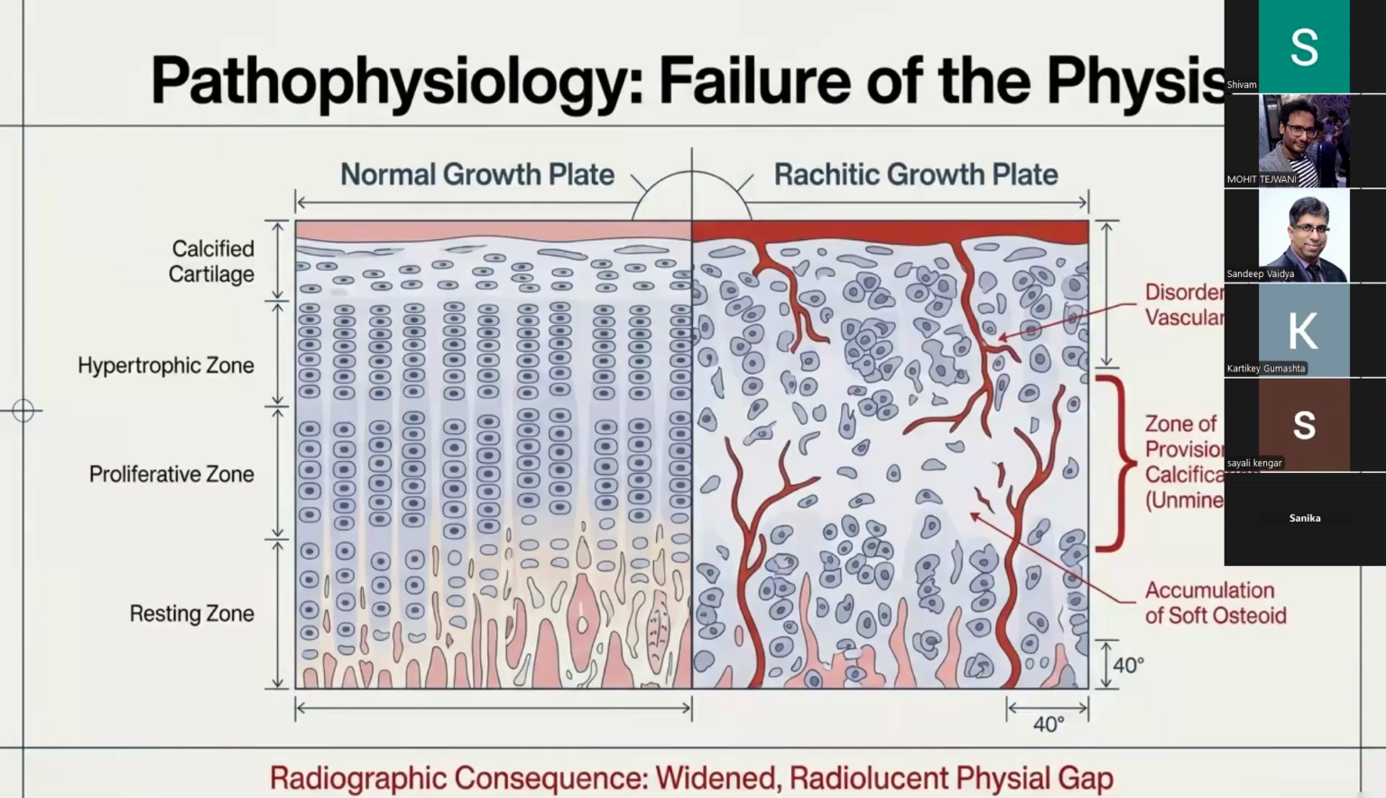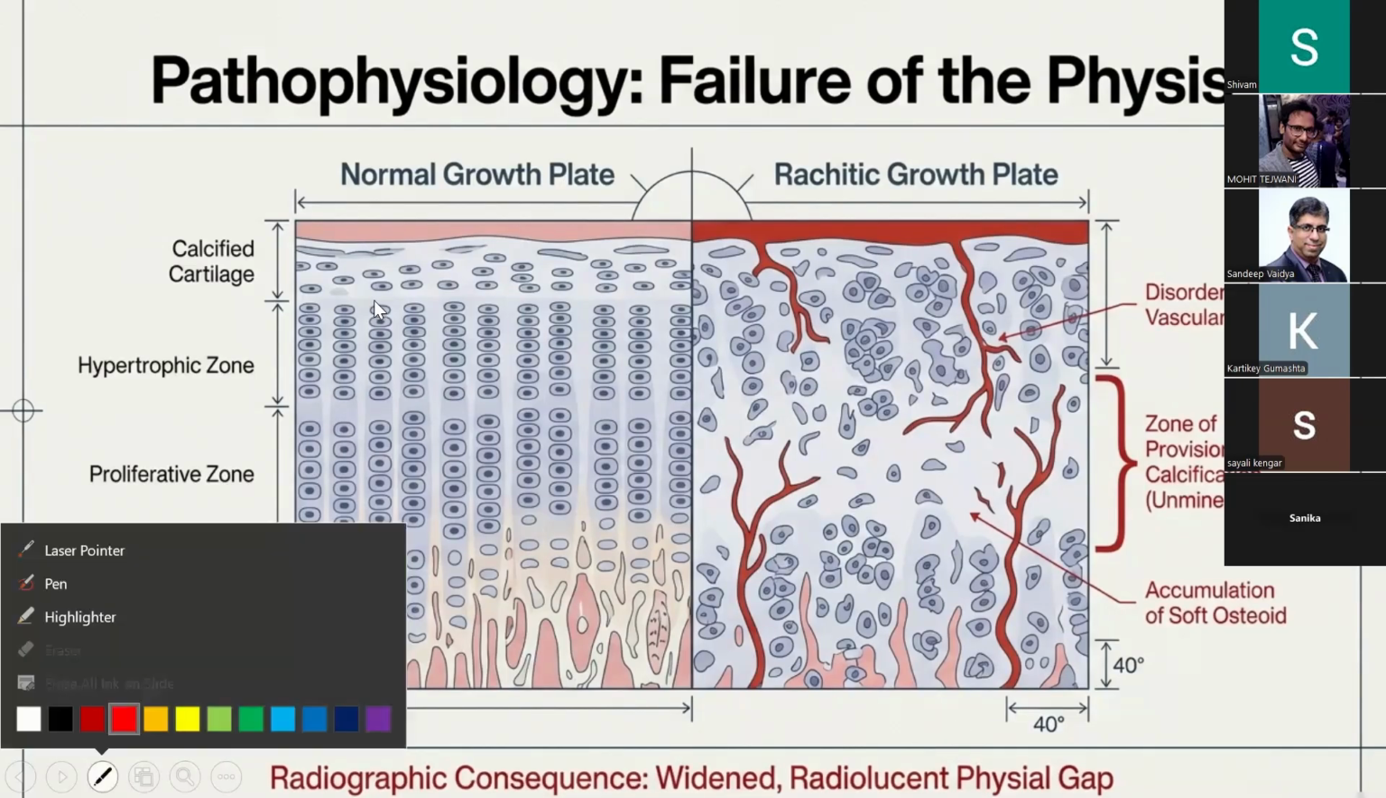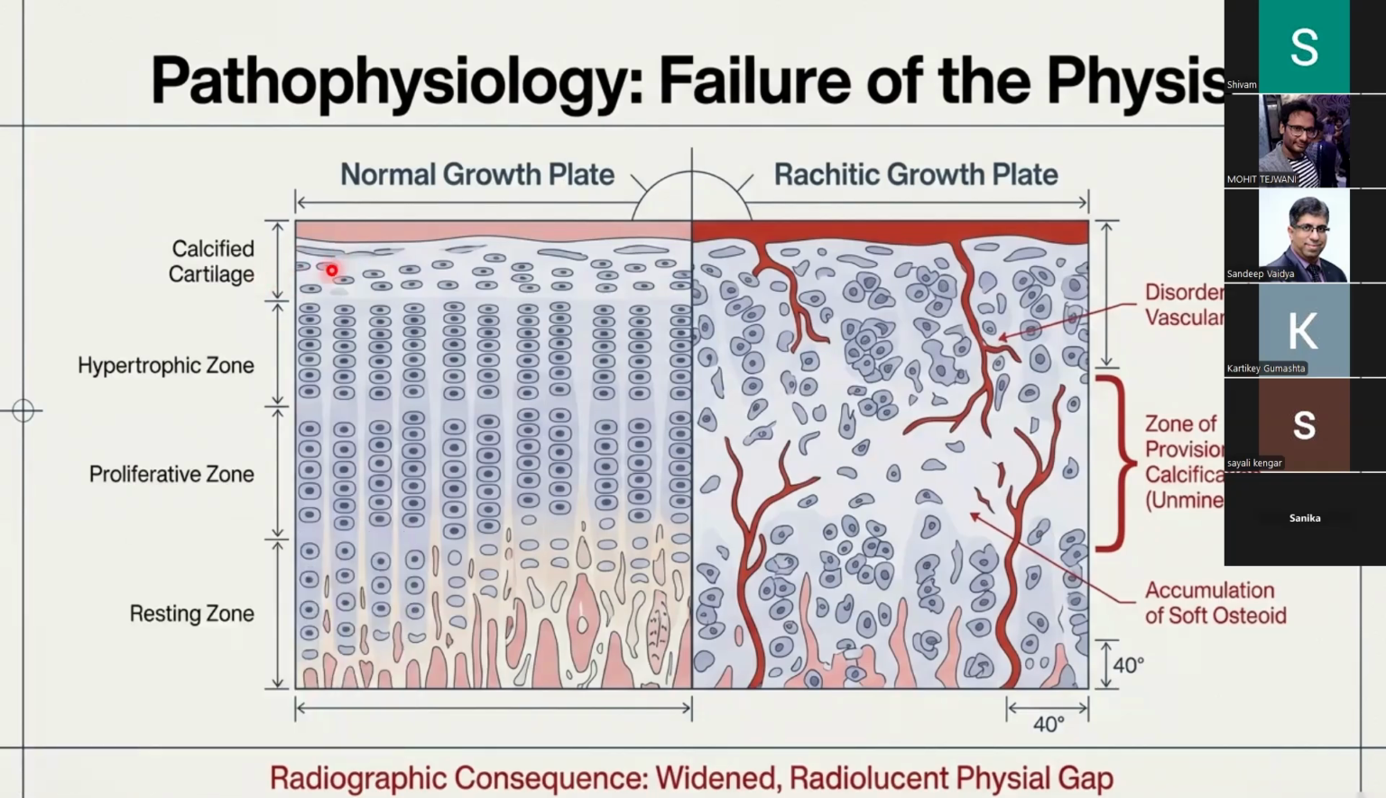Pathophysiologically, on the left-hand side, we can see the normal growth plate and its different zones. But in a rachitic growth plate, there is disordered vascular invasion. The zone of provisional calcification is not mineralized, and there is accumulation of soft osteoid, therefore causing a radiological appearance of a widened and radiolucent physeal gap.